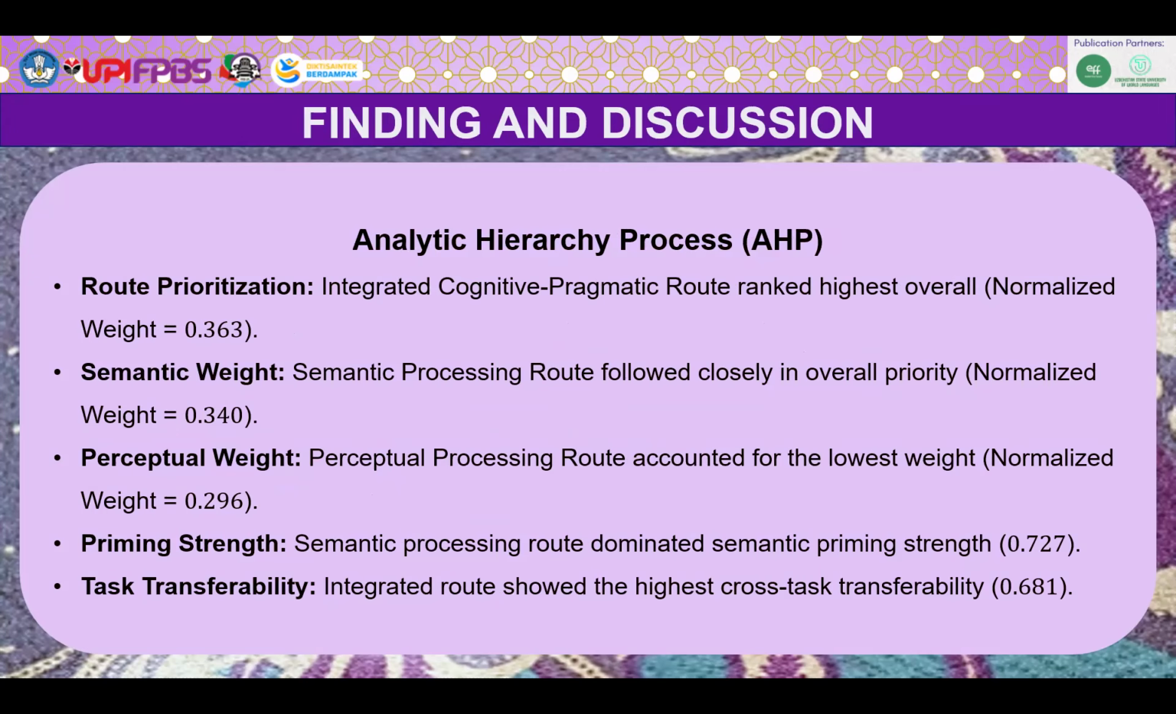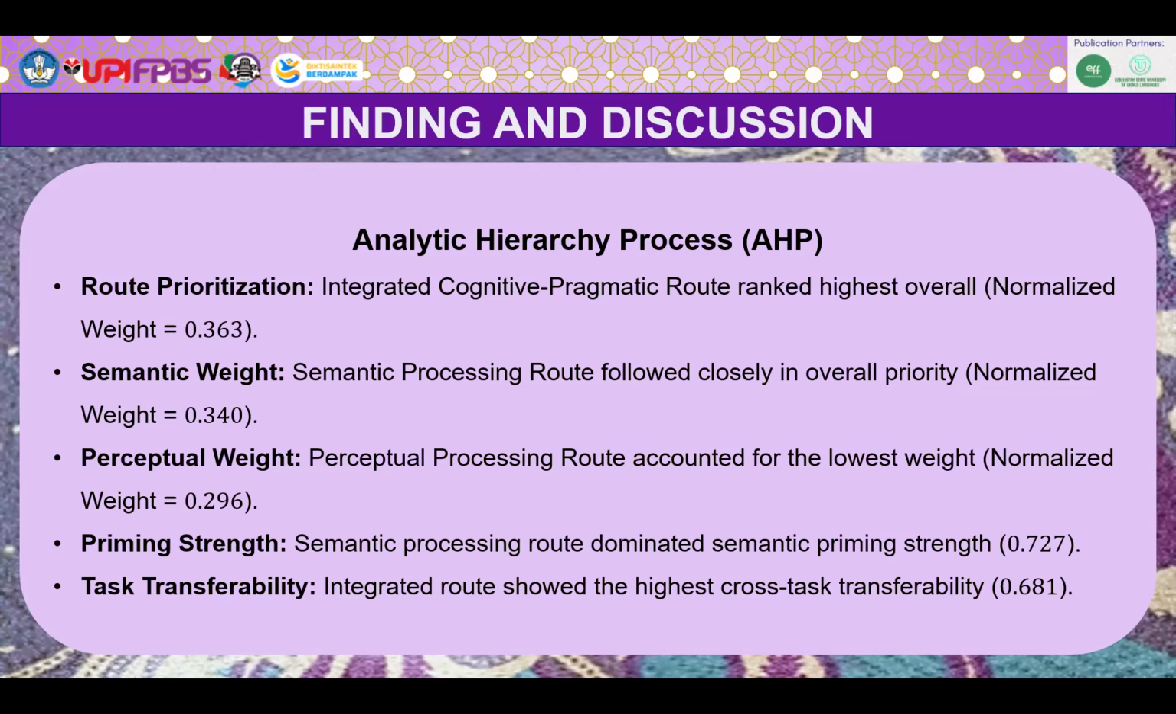And the other subtopic of findings of this research was analytic hierarchy process, AHP. So, first of all, route prioritization: we can say that the integrated cognitive pragmatic route ranked highest overall in a normalized way, 0.363. Semantic weight: the semantic processing route followed closely in overall priority, with normalized weight equal to 0.340. Perceptual weight: the perceptual processing route accounted for the lowest weight in comparison to the above mentioned two others, normalized equal to 0.296.